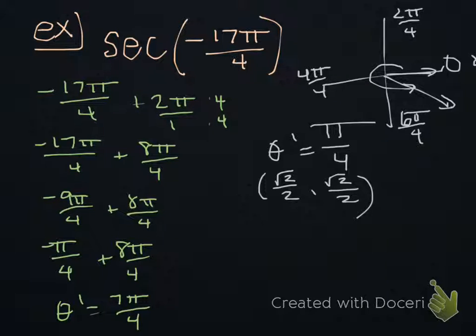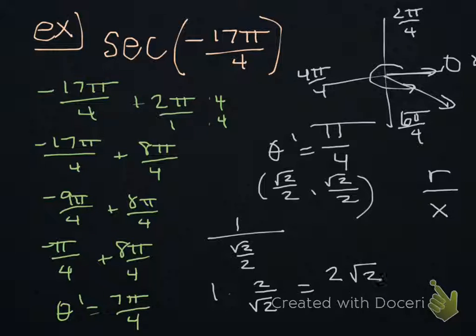And secant is r over x. So my r is 1, because it's a unit circle. So 1 over my x value of root 2 over 2. Keep change flip. And then we have to rationalize. That means multiply top and bottom by root 2. So I get 2 root 2 over 2. The 2's cancel. I'm at the square root of 2.